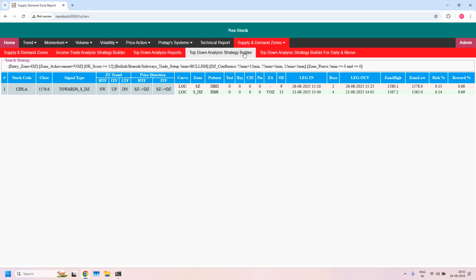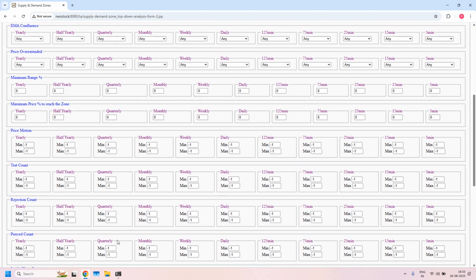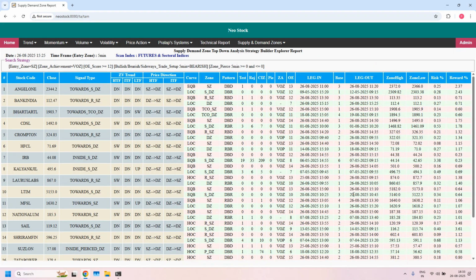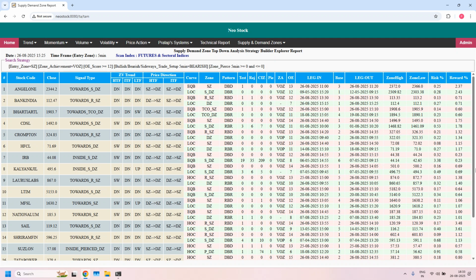Next, hourly income trade bearish trade setup. Entry time frame 5 minutes, entry zone supply zone. Here bullish or bearish at 5 minutes, I am selecting bearish, zone achievement VOZ, minimum order enhances score 12, and also the 5 minutes supply zone should not be pierced. So in the pierced count parameter at 5 minutes, minimum value 0, maximum value 0. With these filters, we got 20 stocks supporting bearish trade setup for hourly income trade. Entry time frame zones are 5 minutes supply zones.